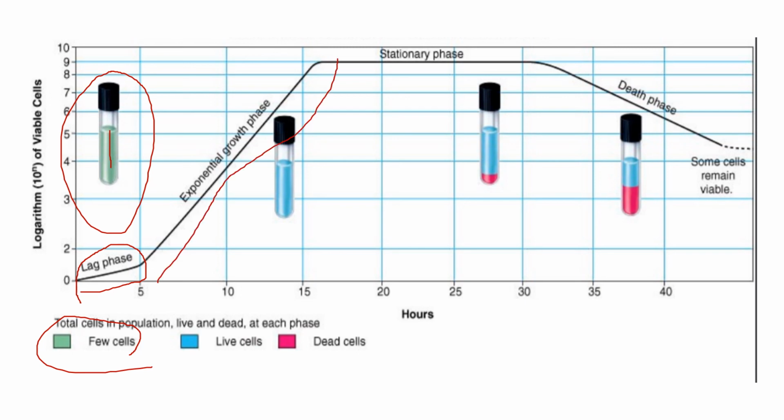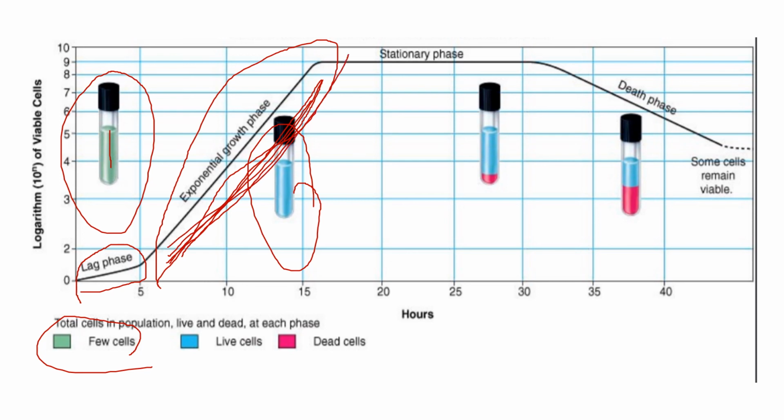Now this is the phase of exponential growth. Here you can see these are live cells, and they are dividing very fast. The steepness of the curve is very high. This is showing that the division of cells is at its highest rate. The third phase is stationary phase.